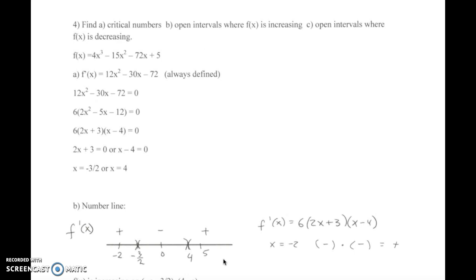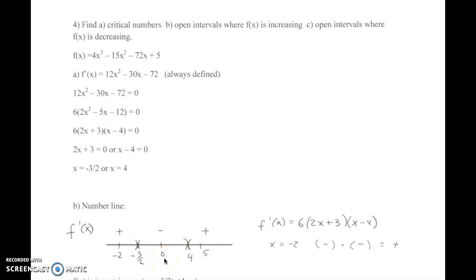When we plug in these values and we have x equal to -2, we end up with a negative value multiplied by a negative value, which gives us a positive value. Okay, so at -2, we have a positive value. This is going to be increasing.